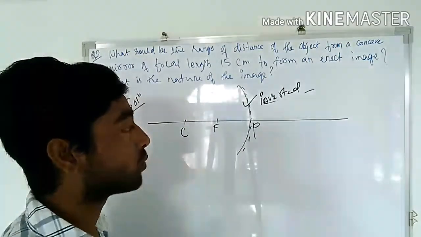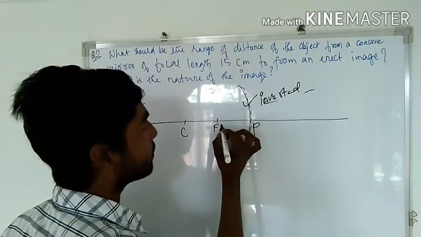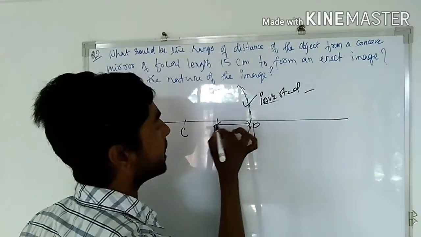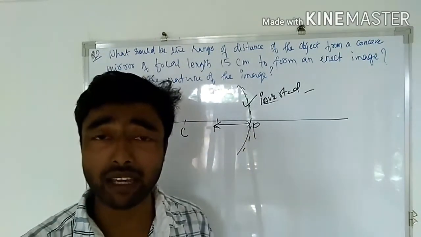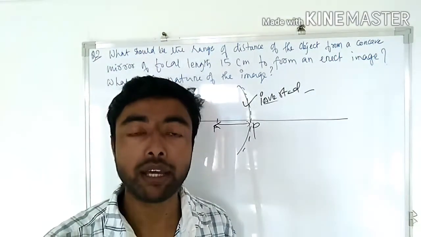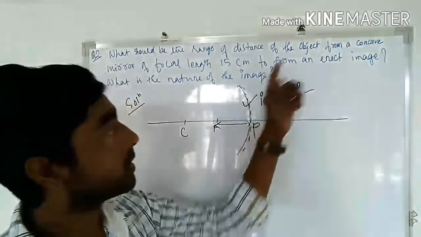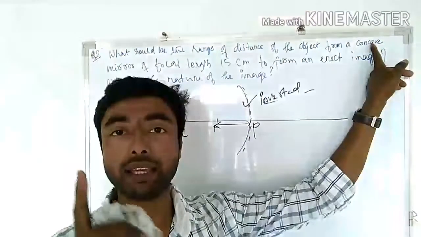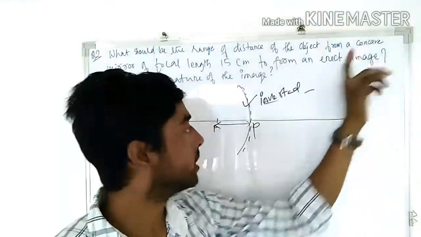There is a special case in the concave mirror where we get only an erect image. That special case is when you place the object in between P and F. When we place any object in between P and F, the concave mirror always forms an erect and virtual image.